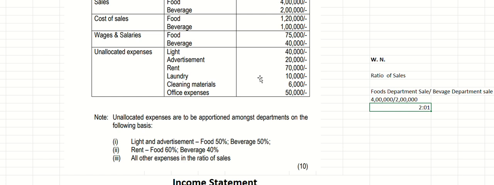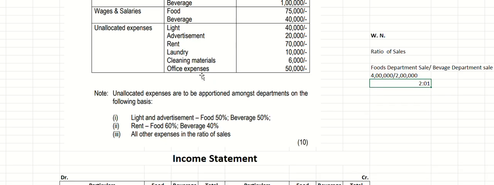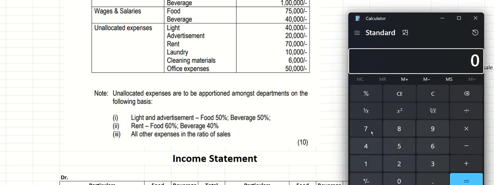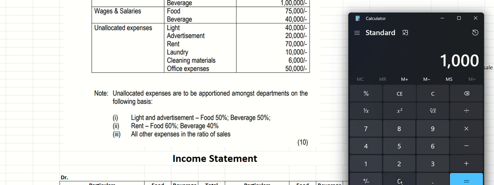What are we going to do after dividing into 3 equal parts? We will give 2 equal parts to the foods department and 1 part to the beverage department. We can see, don't worry. The laundry expense is 10,000. So we want 10,000 to be broken into 3 equal parts. We can divide it by 3.